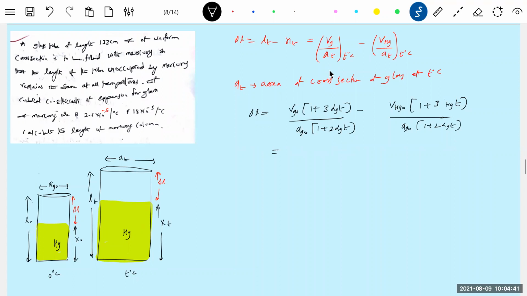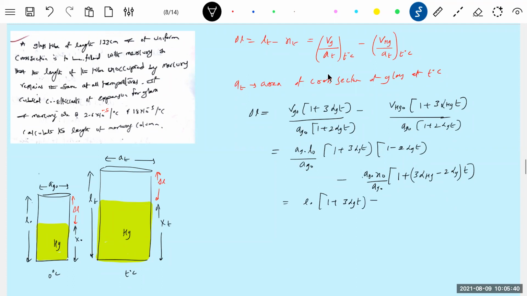if cubical coefficient, yeah, 3 alpha, I made changes. Okay, this will become A G naught L naught. V Hg naught should be equal to A naught X naught. A G naught, 1 plus 3 alpha Hg minus 2 alpha G into T. This will become only 1 plus alpha G, so this will be X naught.